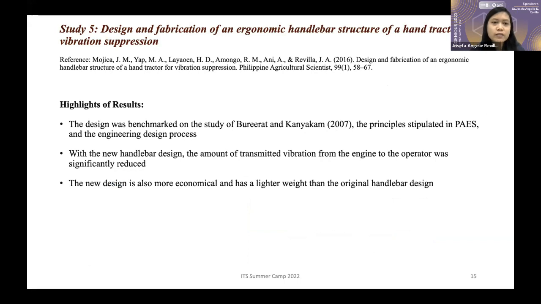So to give you the highlights of the results, the design was benchmarked on the study of Burirat and Kanyakam, the principles stipulated in PAES, and the engineering design process. With the new handlebar design, the amount of transmitted vibration from the engine to the operator was significantly reduced. The new design is also more economical and has a lighter weight than the original handlebar design.